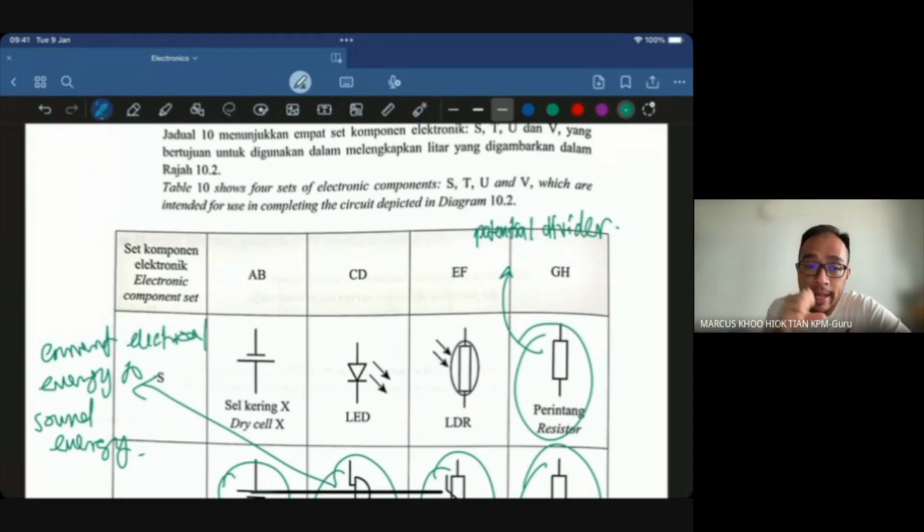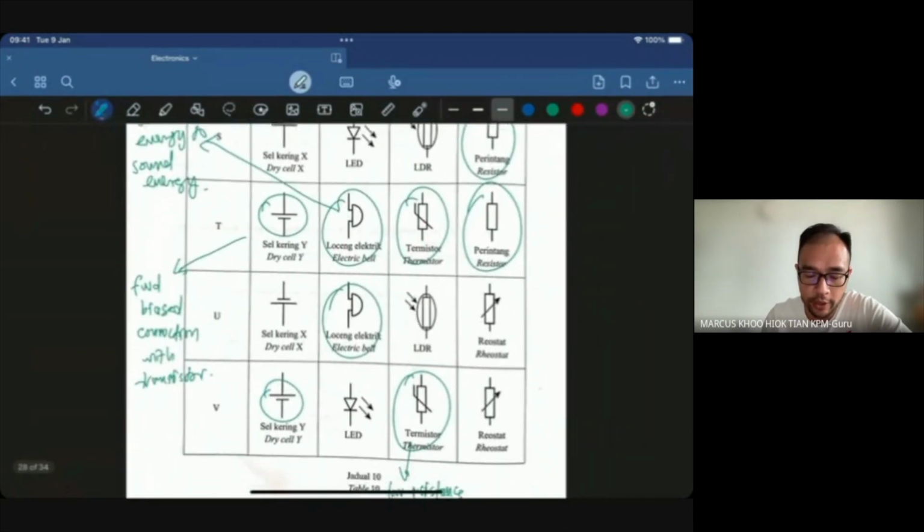So it takes away some of the voltage supply, according to what happens with the thermistor lah. If the thermistor takes some, then the resistor will take the rest. Okay, so that would be the reason for this lah.